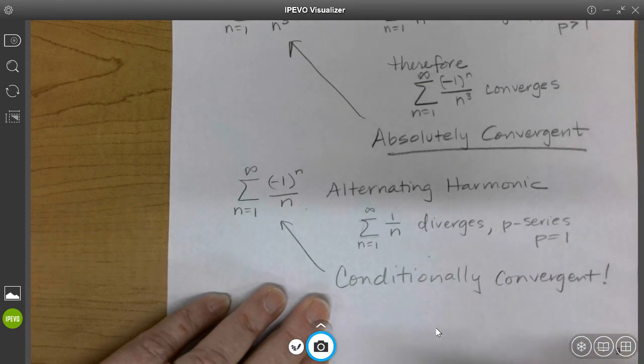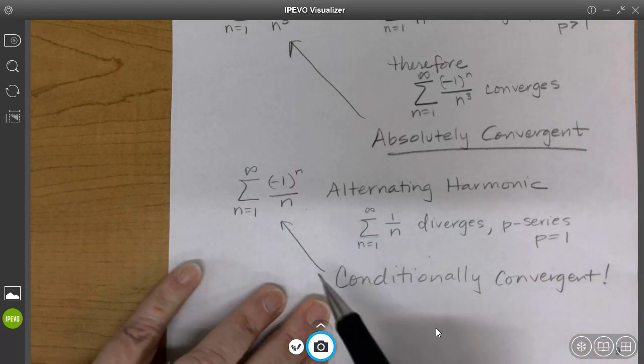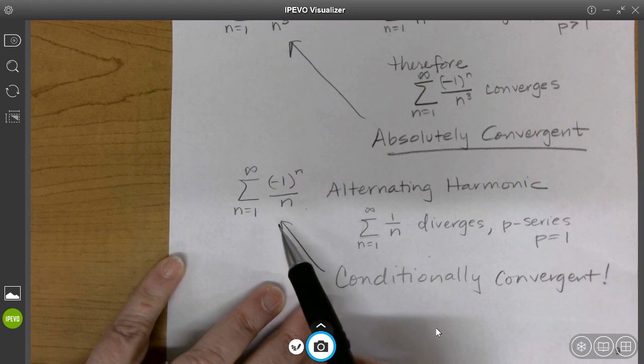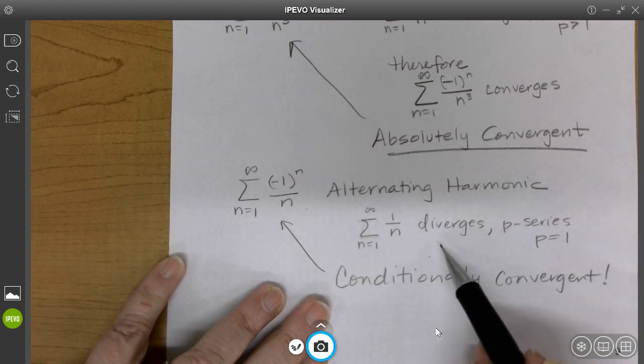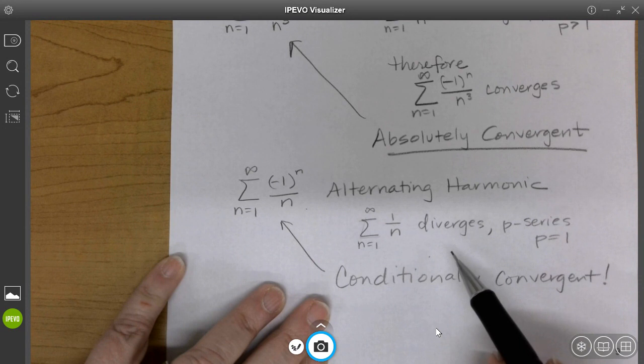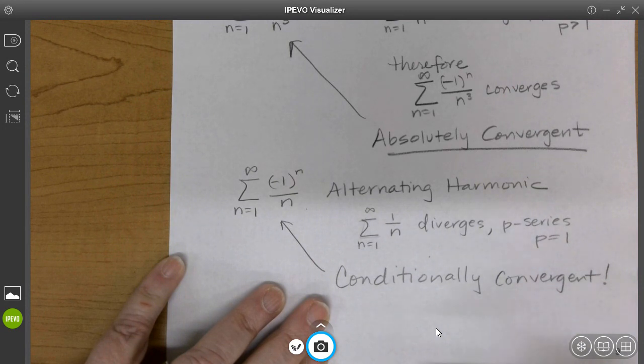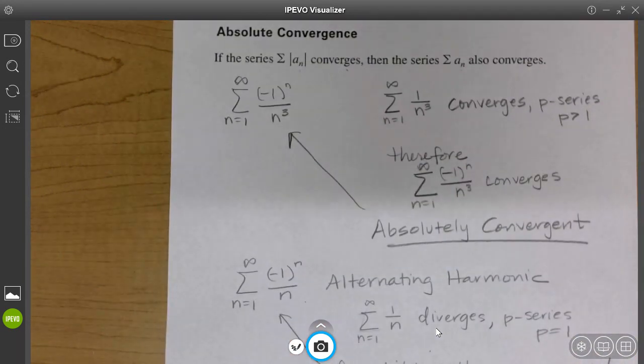Why is it conditionally convergent? Well, it's convergent conditionally because it's convergent on the condition it alternates. So conditionally convergent series are typically alternating series that converge even though their absolute value diverges. Okay? All right, so that's all I have for this lesson.